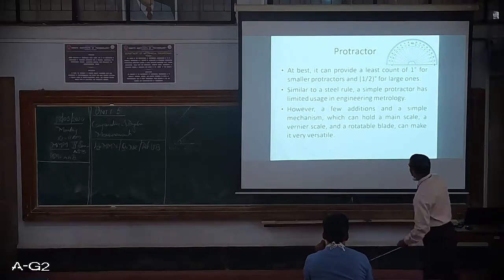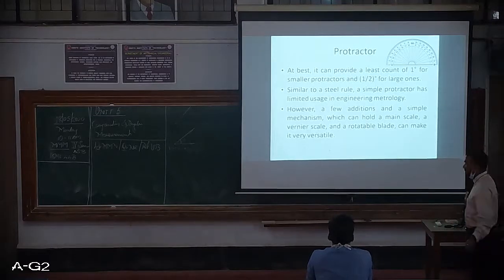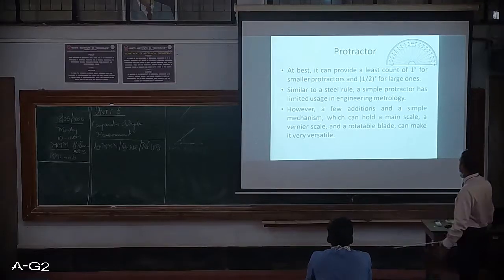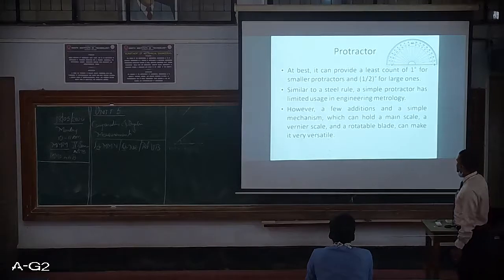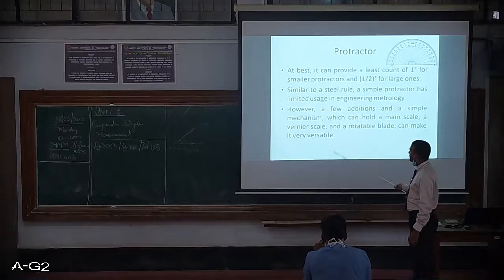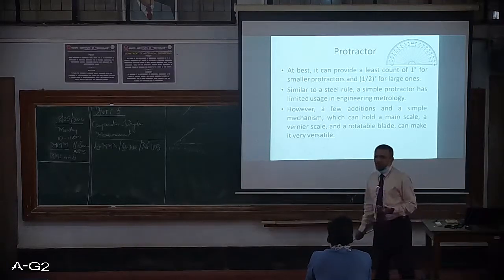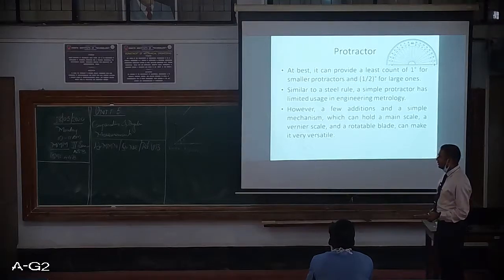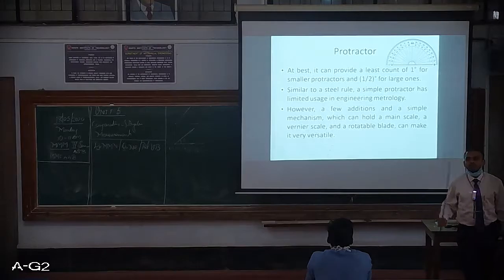Protractor: as you have seen many times, the least count of the commonly used protractor is 1 degree. But if you go for bigger protractors used on shop floors, it can have a least count of up to 0.5 degree. This is similar to a steel rule, the most basic type of instrument to measure angle. A simple protractor has limited usage in engineering metrology, as it restricts us to a least count of maximum 0.5 degree. However, with a few modifications and additions, and a simple mechanism just like we see in a vernier caliper, along with a steel rule they use a vernier scale. Similarly, in this case we'll be using a vernier scale, which can hold a main scale, a vernier scale, and a rotatable blade, which makes it very versatile and improves its accuracy.